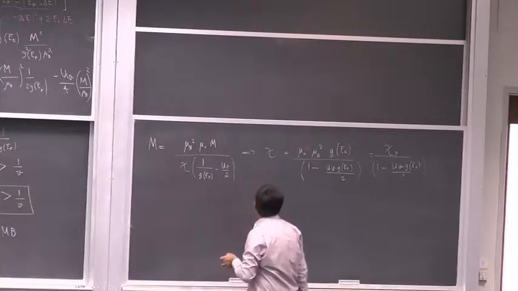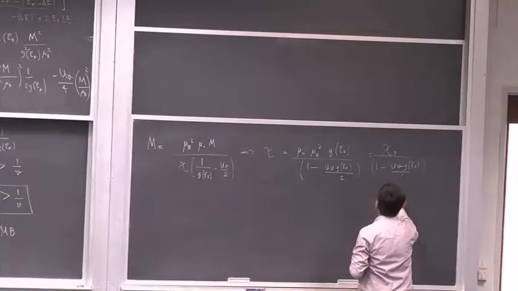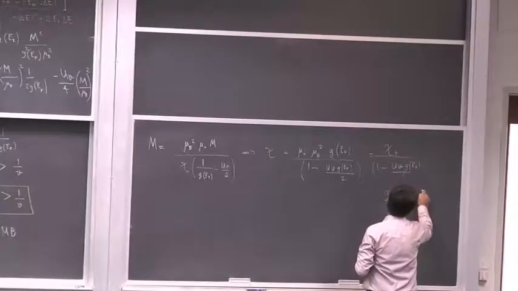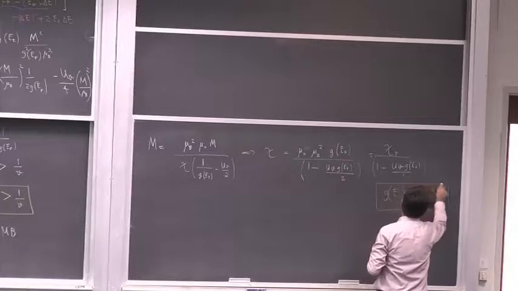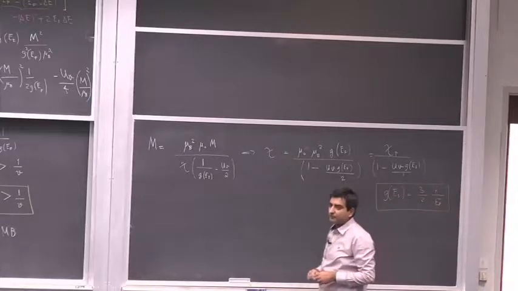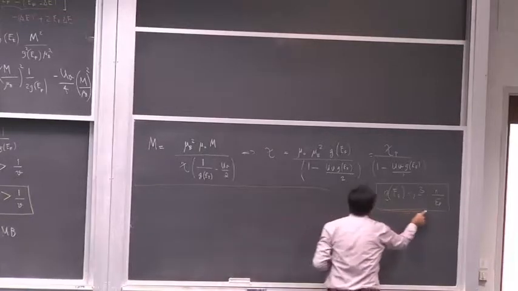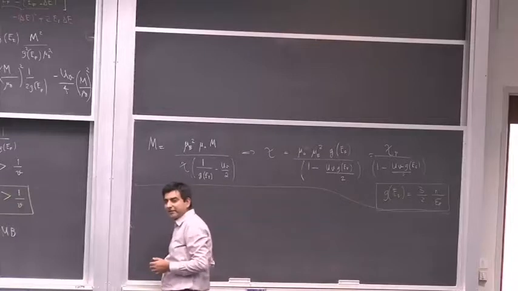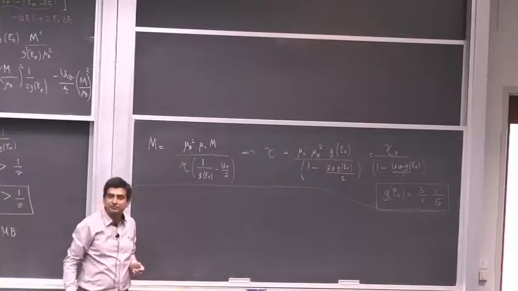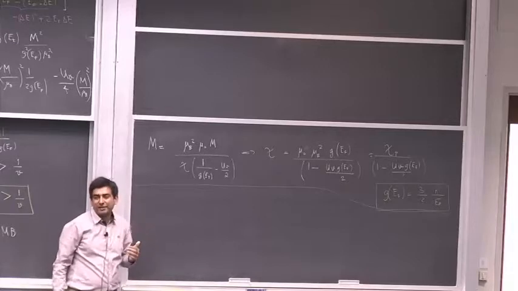And you should also remember that this GEF is also given by 3/2 N over EF. So Pauli paramagnets don't have a temperature dependence. Normal paramagnetism does have a temperature dependence. The temperature dependence is only up to second order in temperature.